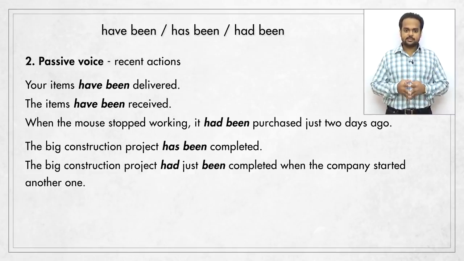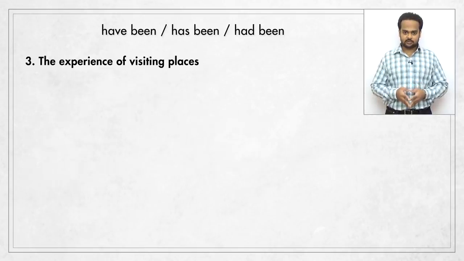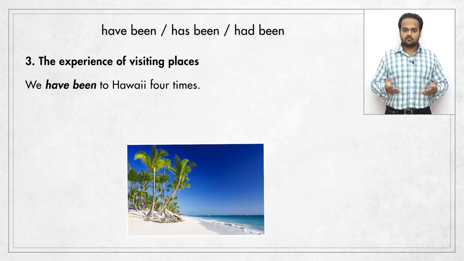All right, this is the second use of have been, has been, and had been. So let's turn to the third and final use. Thankfully, this is the easiest, and it is to talk about the experience of visiting places. For example, we've been to Hawaii 4 times. This just means that maybe I'm talking about my family, we have visited Hawaii a total of 4 times in our lives. This sentence is not about continuing actions or the passive voice or anything difficult. It just tells you about our life experience.